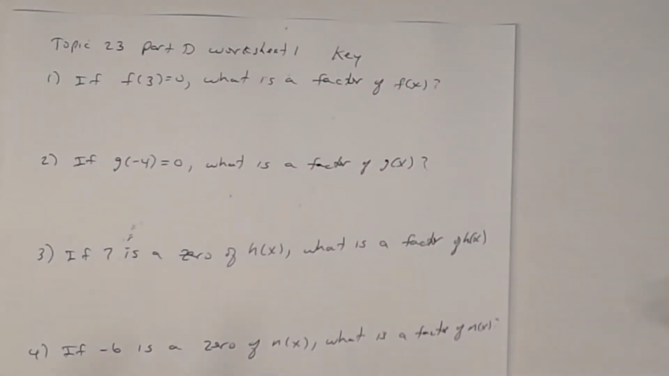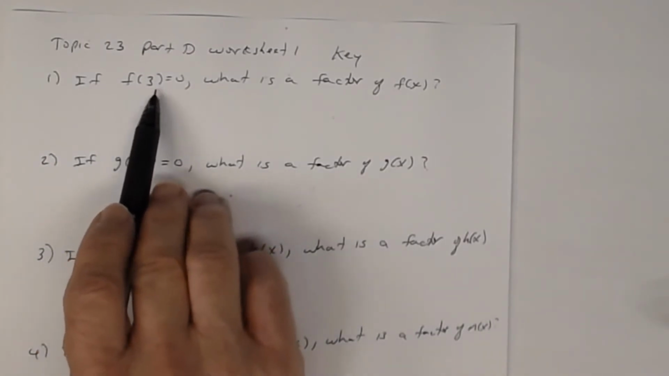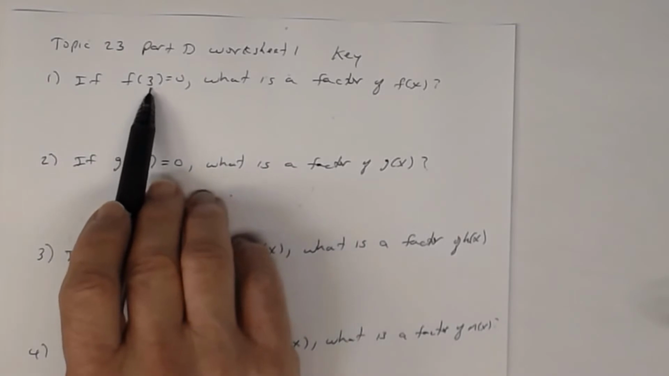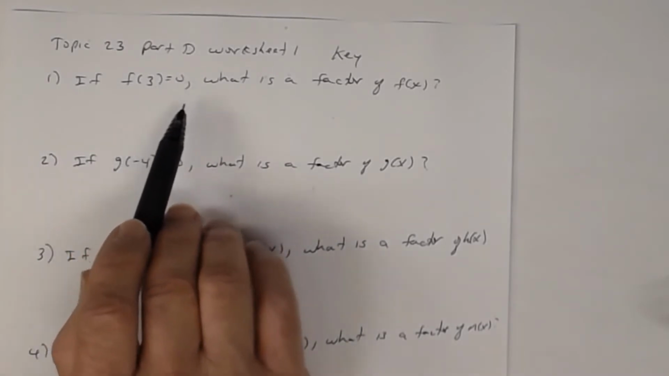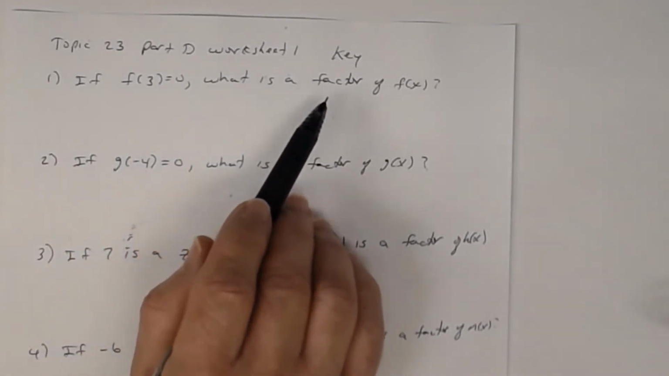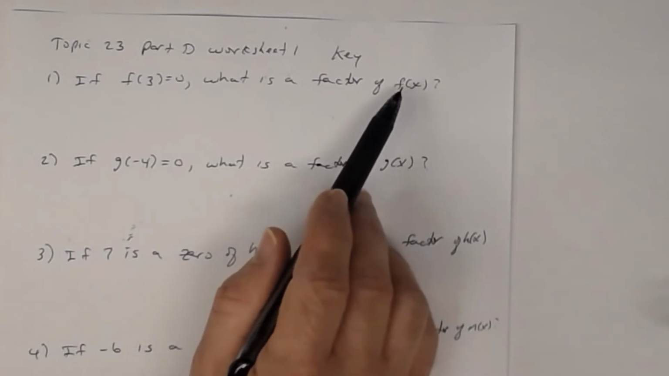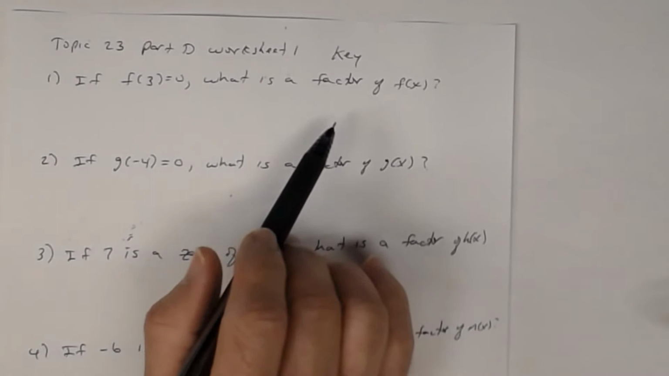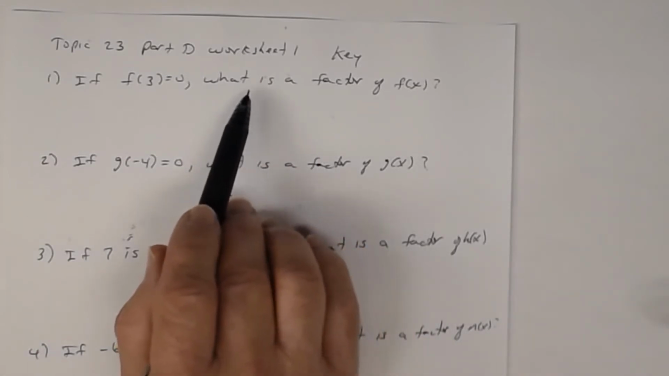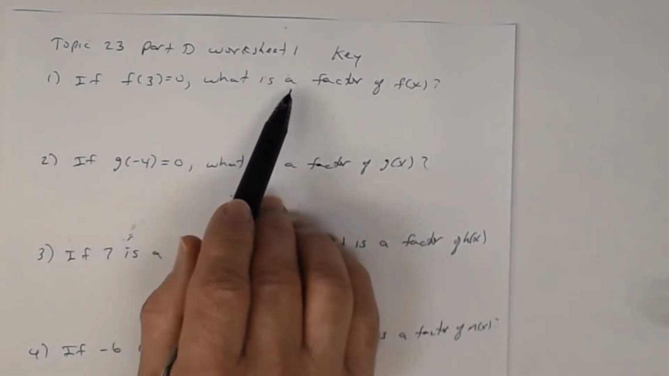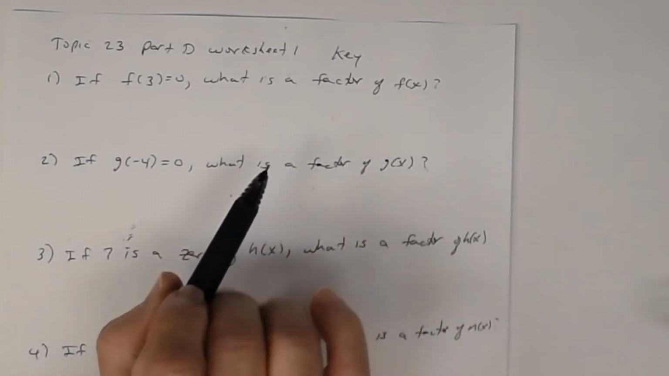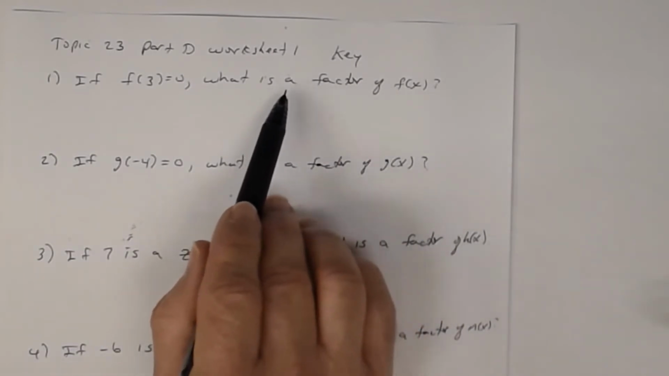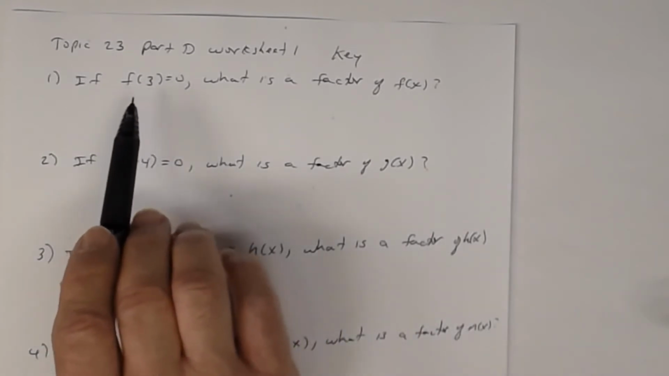So number 1, you're told that f of 3 is 0. Okay? So that means that when x is 3, my y value is 0. What is a factor of this polynomial function? Now, you're not told what that polynomial function is, and it doesn't matter because all I want to know is what is a factor of this polynomial function. I don't care how many factors this has, what is one of them? And you're going to use this information.